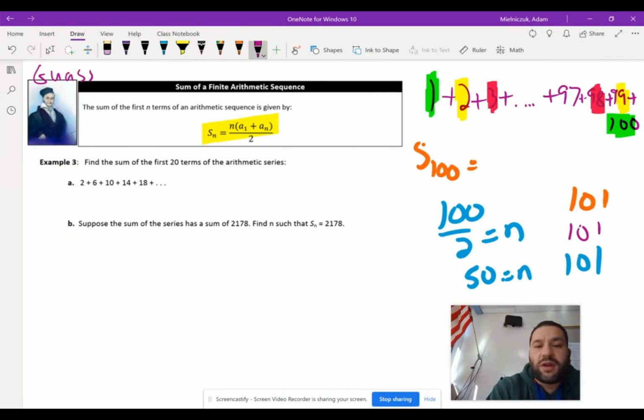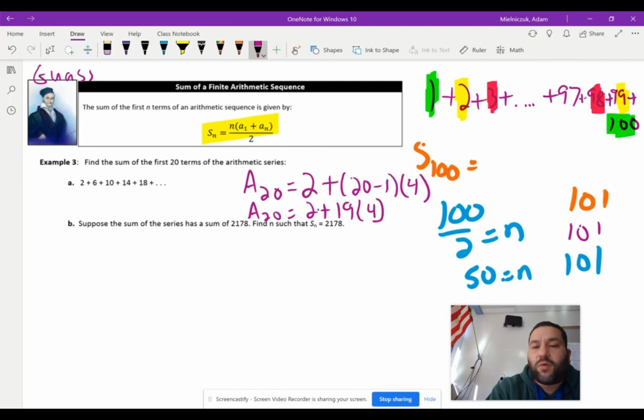Well, the first thing we need to know is what's a sub 20? Well, a sub 20 is going to equal your first term plus the number of terms you have minus 1 times your common difference, which here is 4. We just learned that in the problem before. So we could say a sub 20 is equal to 2 plus 19 times 4. Let's see, 19 times 4 is what? 76 plus 2 would give us 78. So we found our last term.